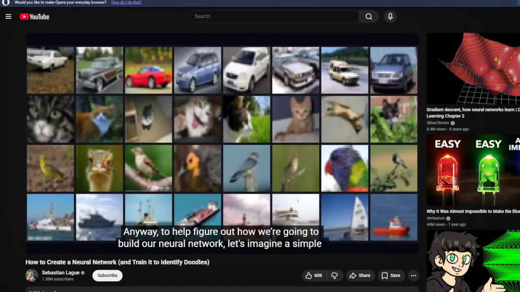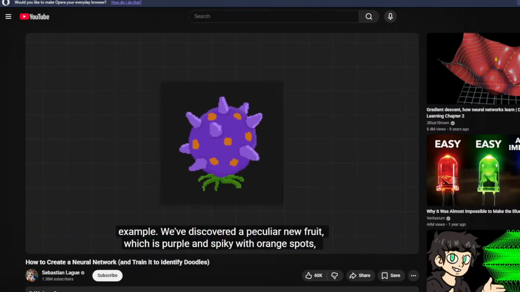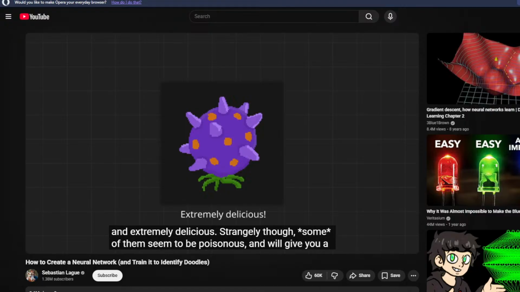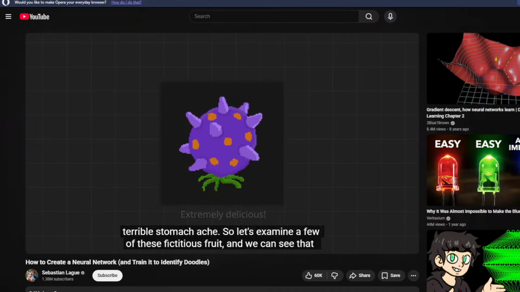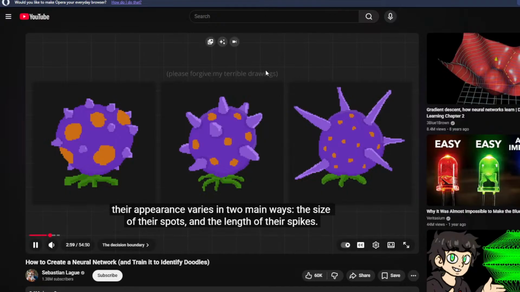Anyway, to help figure out how we're going to build our neural network, let's imagine a simple example. We've discovered a peculiar new fruit, which is purple and spiky with orange spots and extremely delicious. Strangely though, some of them seem to be poisonous and will give you a terrible stomachache. So let's examine a few of these fictitious fruit, and we can see that their appearance varies in two main ways: the size of their spots and the length of their spikes.